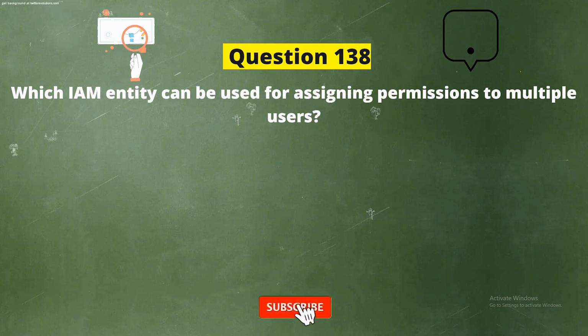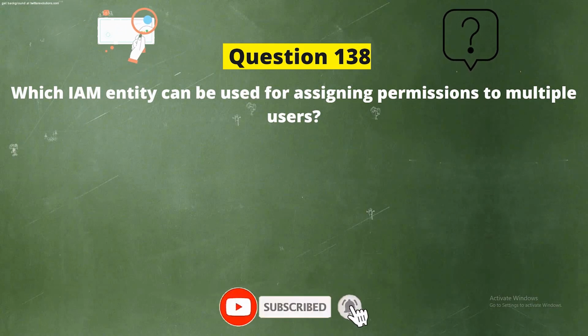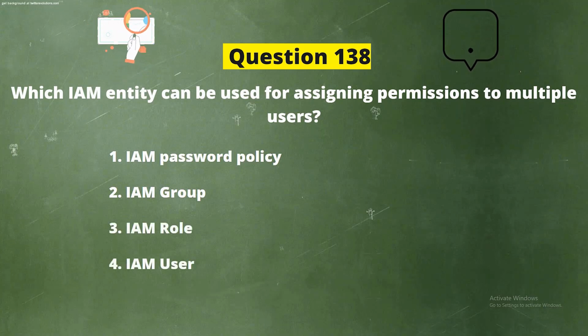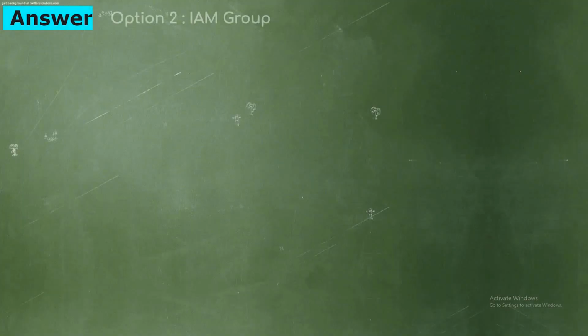Which IAM entity can be used for assigning permissions to multiple users? And the options are: Option 1. IAM password policy. Option 2. IAM group. Option 3. IAM role. Option 4. IAM user. And the correct answer is Option 2.